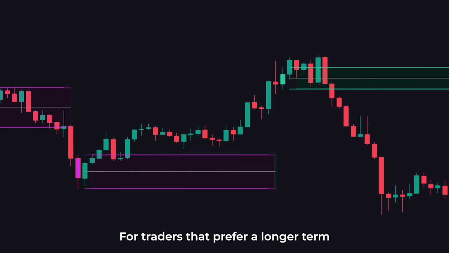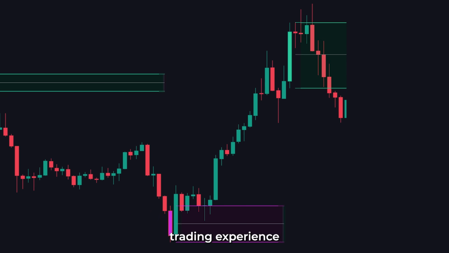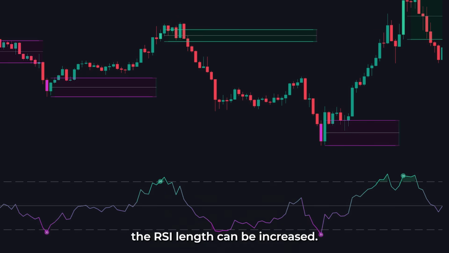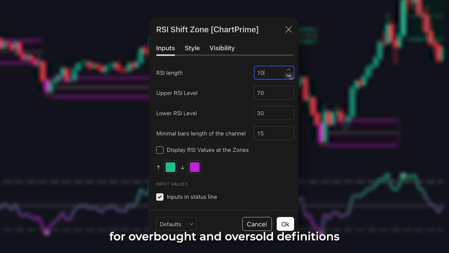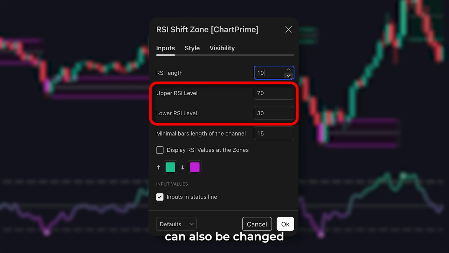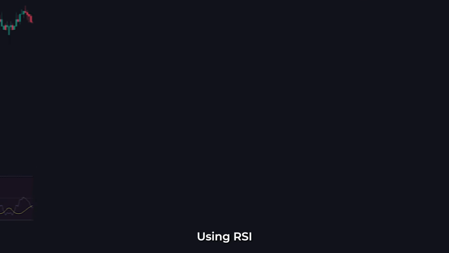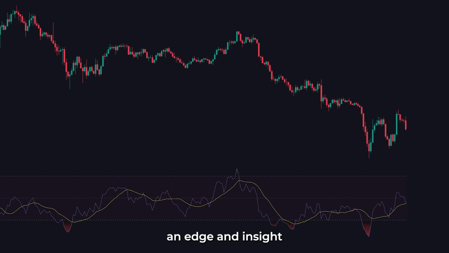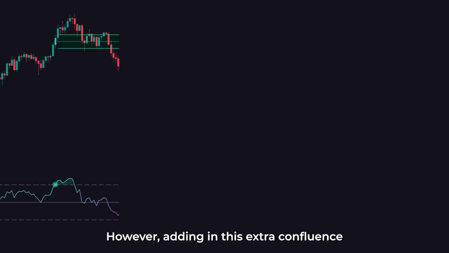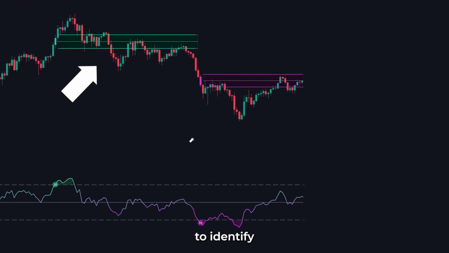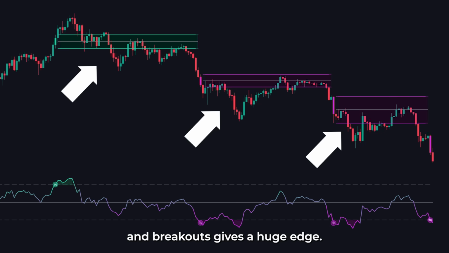For traders that prefer a longer term trading experience and swing trading, for example, the RSI length can be increased, and for traders that might prefer to scalp, this can be decreased. The boundaries for overbought and oversold definitions can also be changed from 30 and 70 to any other values required. Using RSI in trading can give you an edge and insight into buyers versus sellers. However, adding in this extra confluence and using these zones to identify key market turning points and breakouts gives a huge edge.